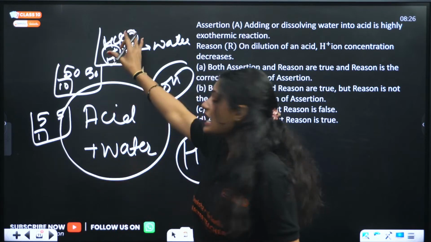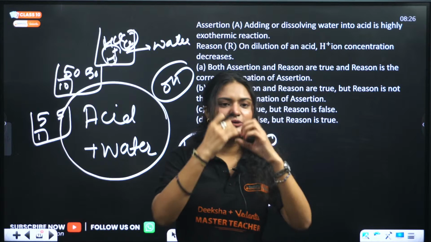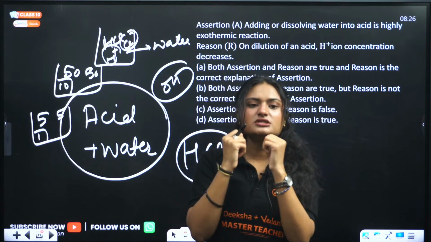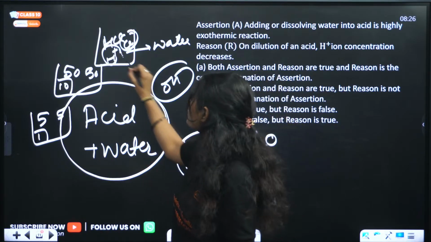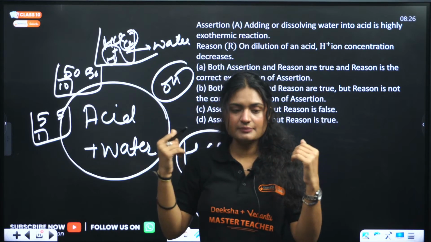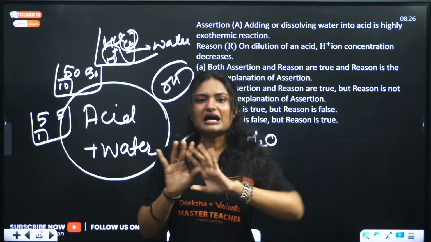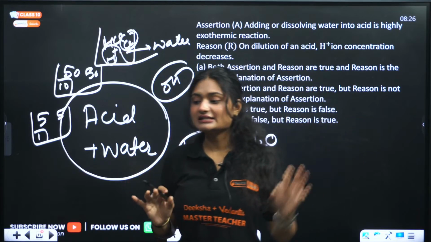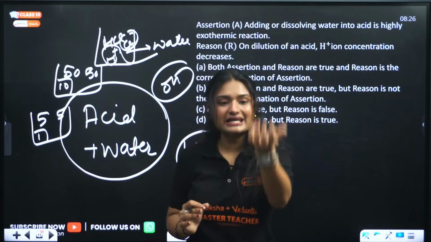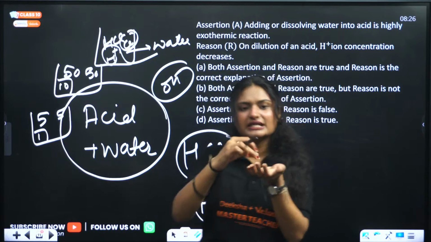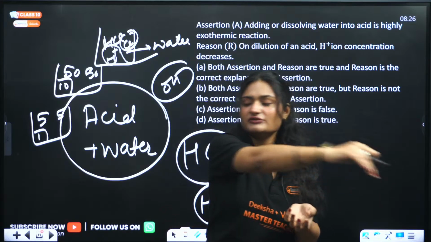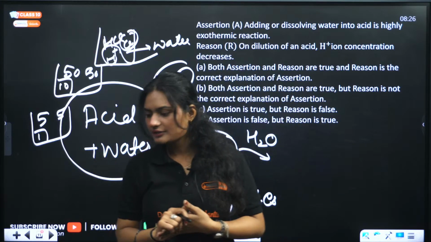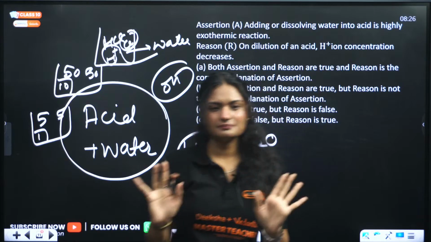So what happens when you are doing the dilution? The H positive and Cl negative ions, which are closer by, have water molecules coming in between them. The water molecule inserts itself between them, and we have H positive very far away. That's why, whenever you take some amount out and check the H positive concentration, it will be very less, because the H positive are very far away. That is simply dilution.